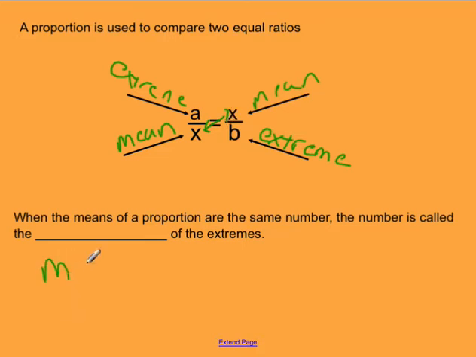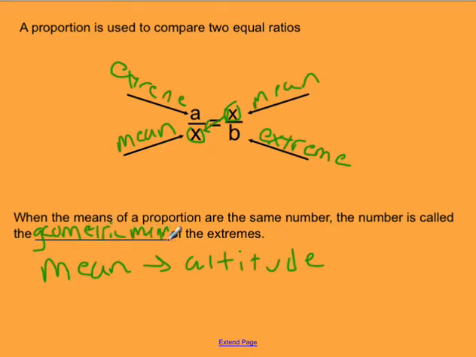So the mean is going to represent the altitude, and we're going to learn what altitude means in a couple minutes here. Okay, so notice that x is on here twice, so we're really going to be using that altitude idea twice. When you're setting up the proportion, this is called the geometric mean of the extremes. So basically we're finding the geometric mean of those extremes.